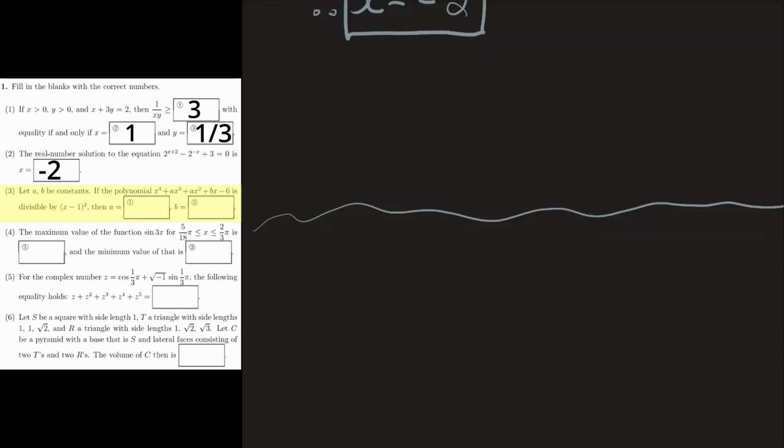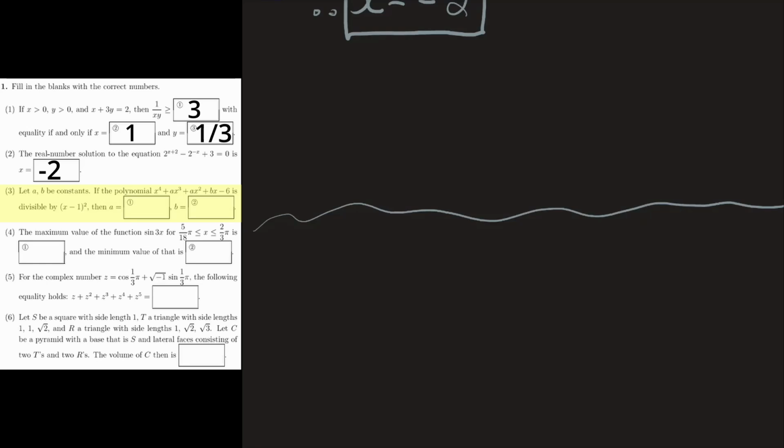Next is question 3, which says, let a and b be constants. If the polynomial x to the fourth plus ax cubed plus ax squared plus bx minus 6 is divisible by x minus 1 squared, then a is equal to blank and b is equal to blank. Now, when you first read this, you might think you have to do some long division or solve the equation, something like that. However, there's actually a very special trick that makes this question a lot easier. And if you want to try it on your own first, my hint is that it involves derivatives.